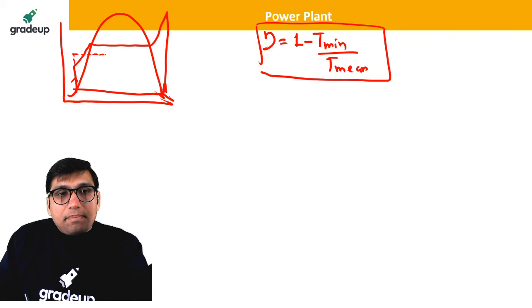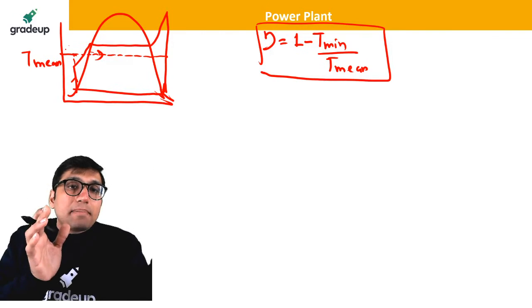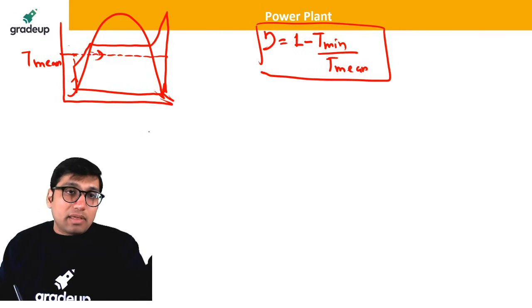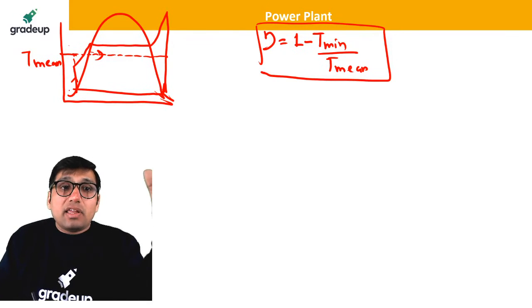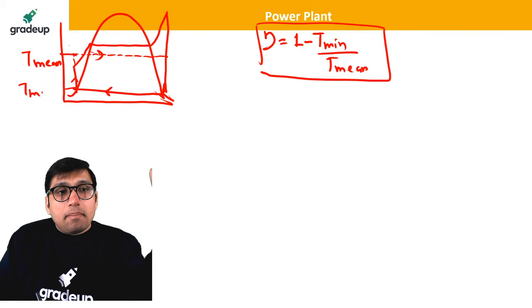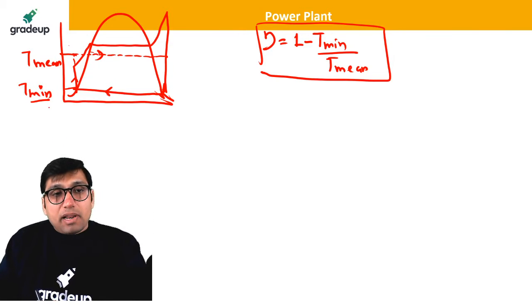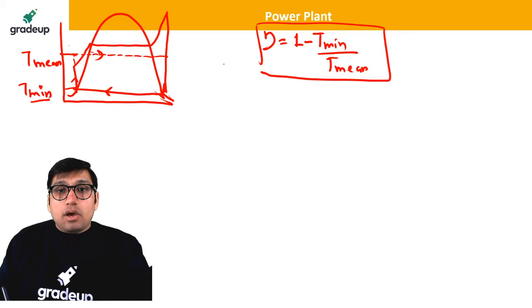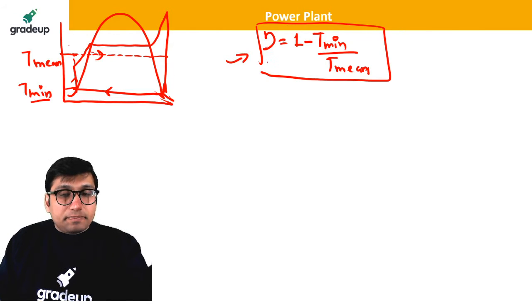Let us say this is the mean temperature line, and this mean temperature is the average temperature at which the whole heat addition takes place. It is a constant average temperature at which heat addition takes place. Heat rejection, as you know, already takes place at constant temperature, which is the minimum temperature. So in terms of the minimum temperature of heat rejection and the mean temperature, this is the formula for efficiency.